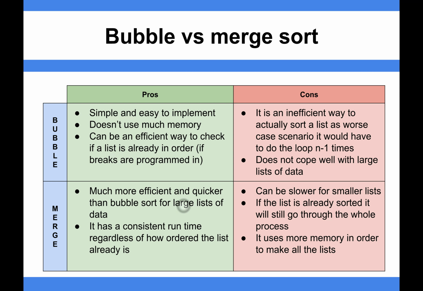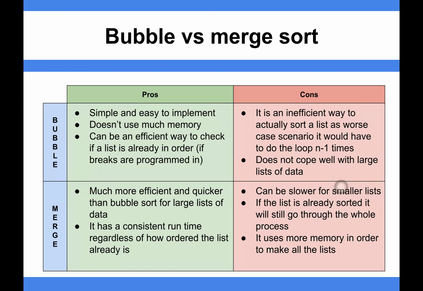If you've got a large list of data, merge sort is definitely the way to go out of these two. The other good thing is it's got a consistent runtime regardless. There isn't any way of breaking out halfway through, but it's quite nice to have an algorithm where you know exactly how long it's going to take depending on the data. Whereas with a bubble sort, that's not necessarily true.